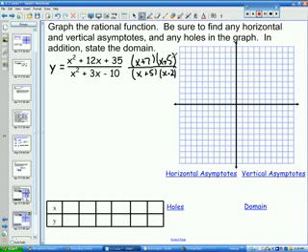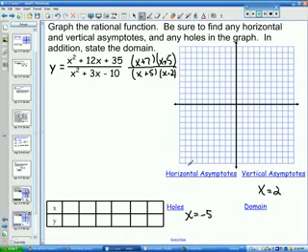Alright, so obviously the temptation, we see the x plus 5 and the x plus 5. Let's just go right ahead and say the hole is at x equals negative 5. Okay, the other one, the vertical asymptote, if it's x minus 2 on bottom, but we don't see an x minus 2 on top, that means the vertical asymptote is going to be at x equals 2.